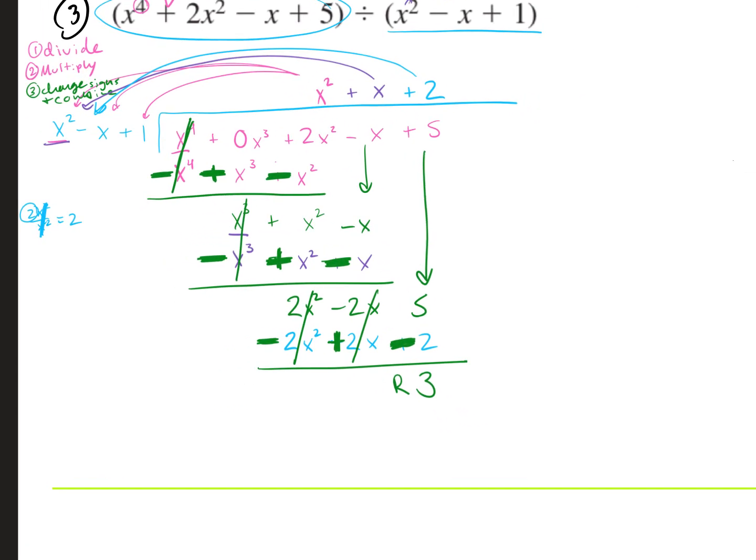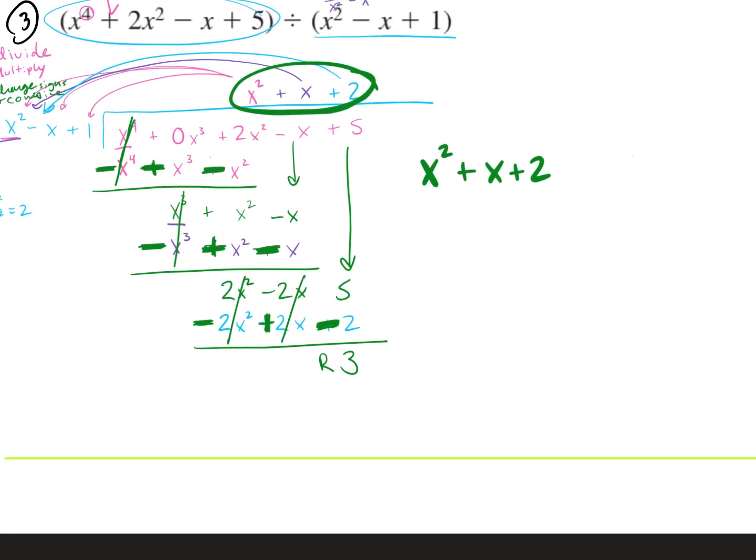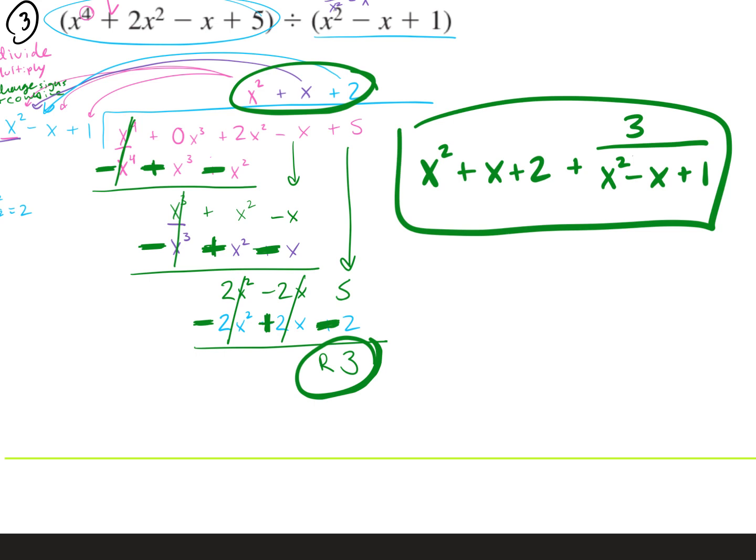So our answer would be x squared plus x plus 2, so my quotient that I wrote on top, then plus, because it's a positive 3 as my remainder, 3 over my divisor, which would be x squared minus x plus 1. So this would be our final answer.